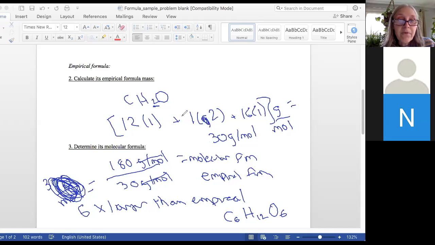And for the homework, you have a very similar one. It's going to be a slightly different ratio. It's not glucose, it's something else. But basically, if you follow these steps, you should be able to do it.